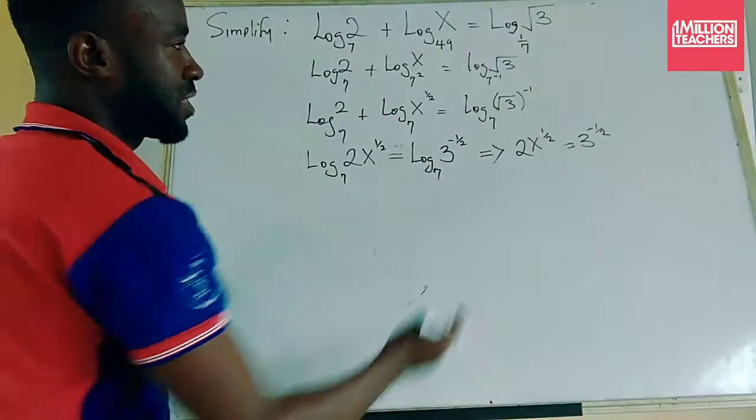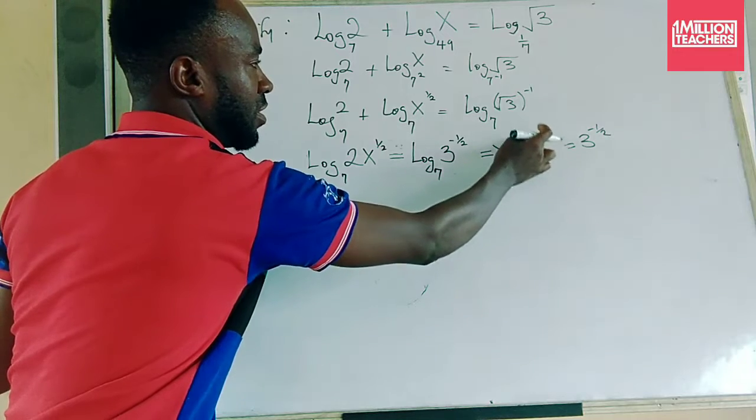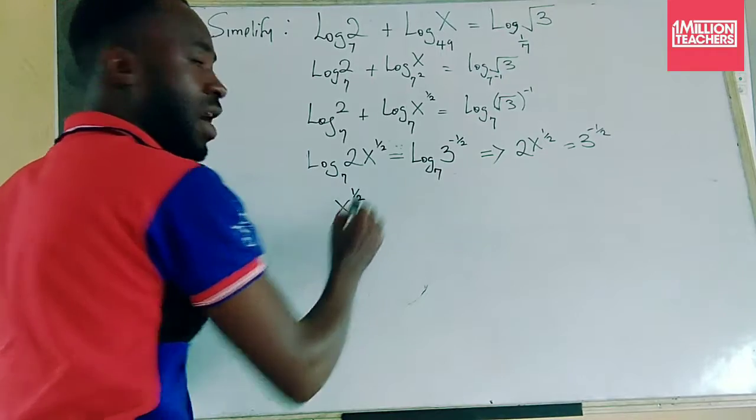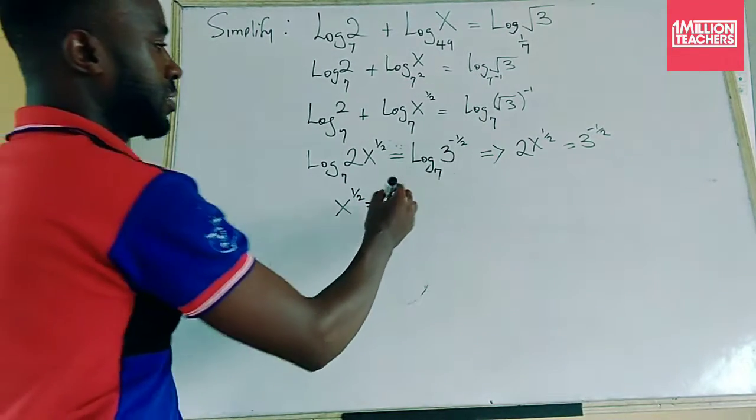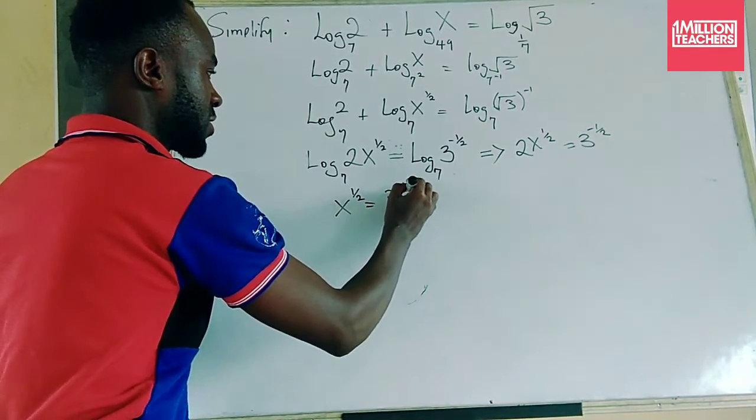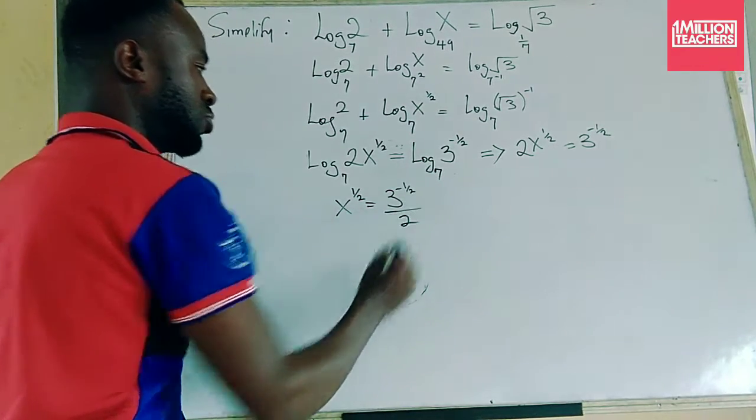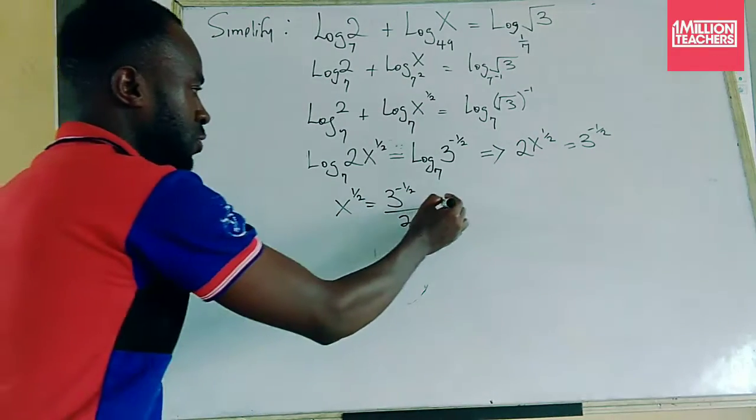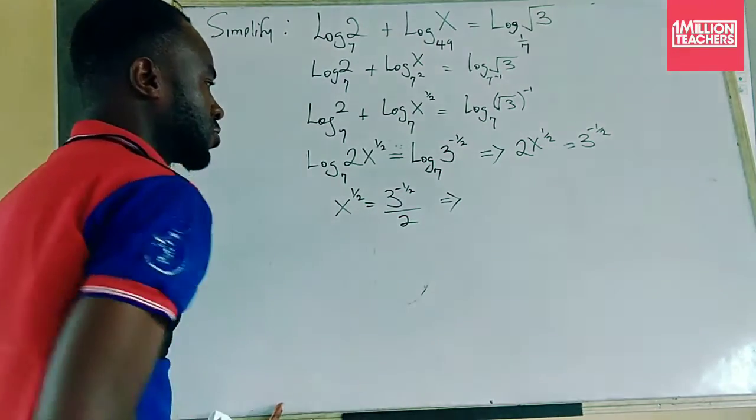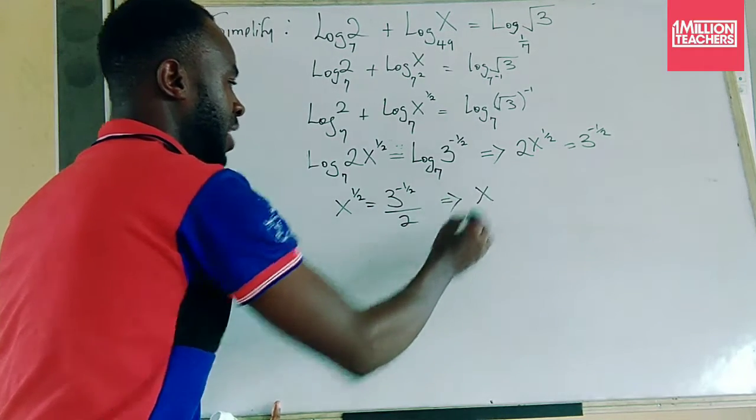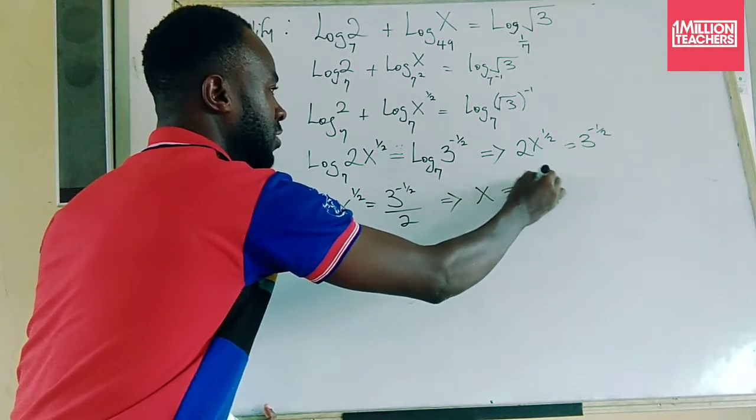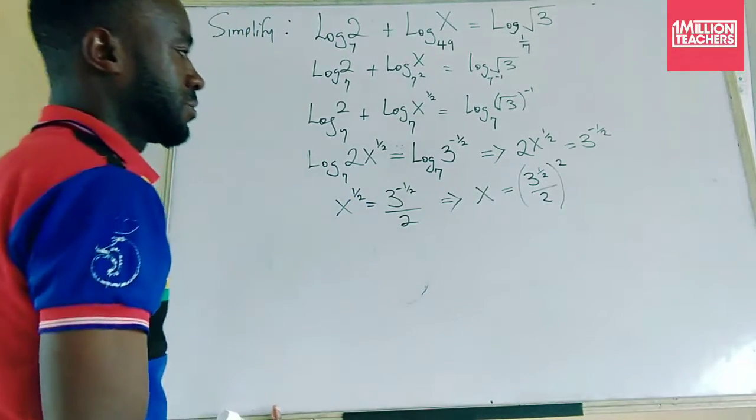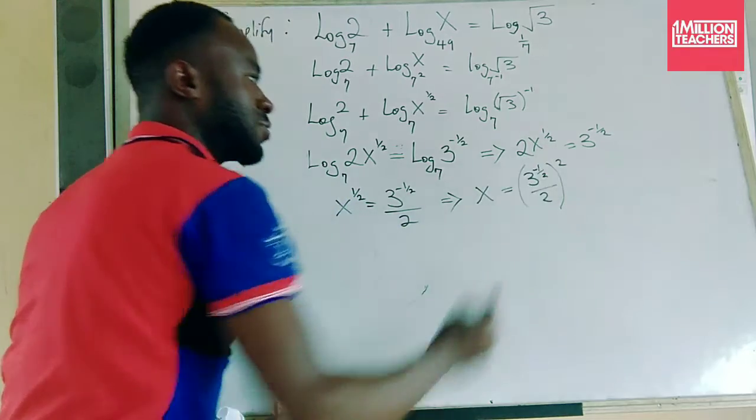Okay, now next I'm going to get x by dividing both sides by 2. So if I'm left with x to the power of half, I will have 3 to the power of minus half divided by 2. Now to get my final answer as x, I'm going to square both sides. So squaring both sides, which implies that my x will be equal to 3 to the power of minus half over 2, all squared.